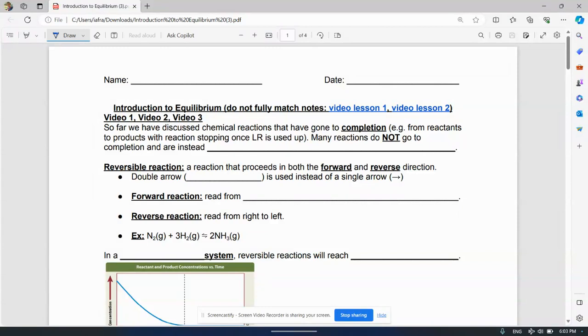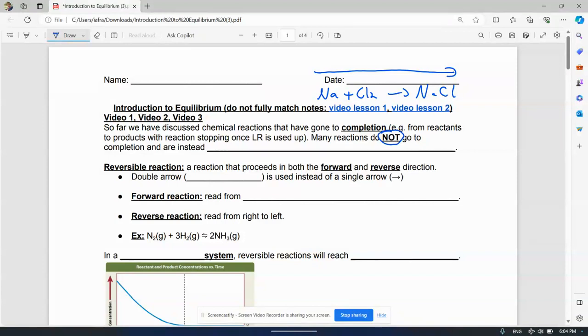So in other words, you would see a reaction, for example, like Na and Cl2 reacting, and that'll produce NaCl. And so when we say gone to completion, essentially that means that it all goes from the left to the right, and that's the end of the story. All your reactants are converted to products. Now, in reality, that's not really the case. There are a lot of reactions that actually do not go to completion.